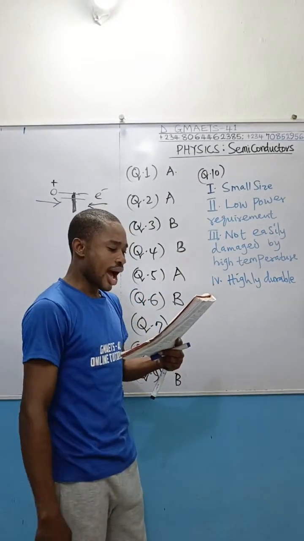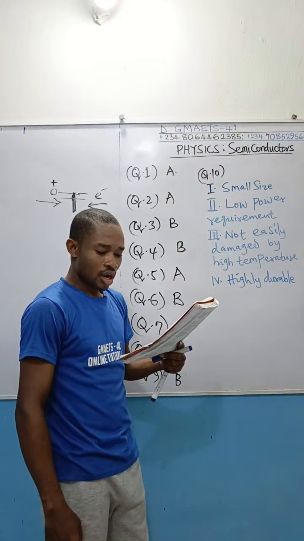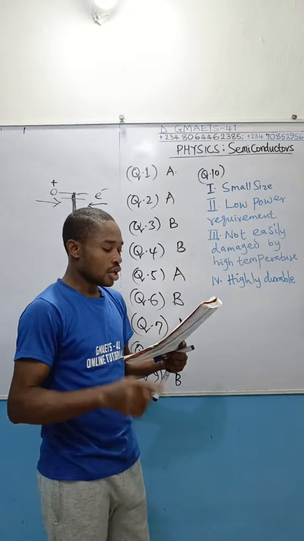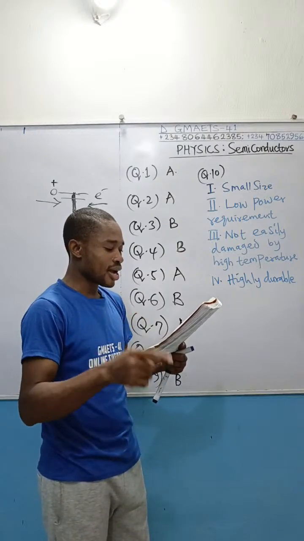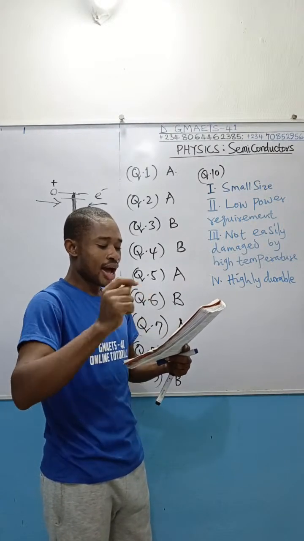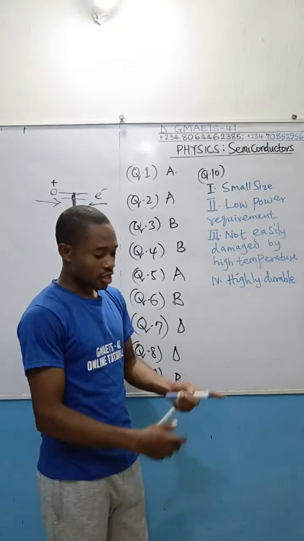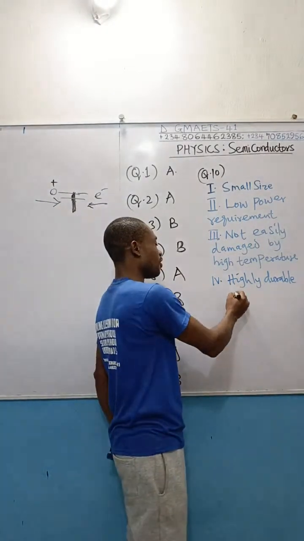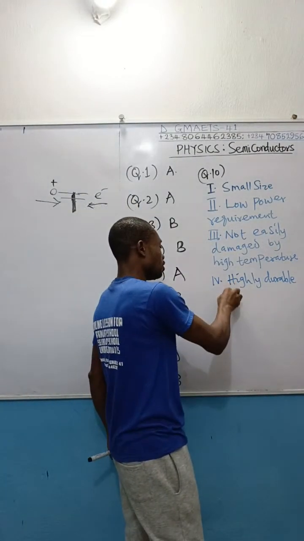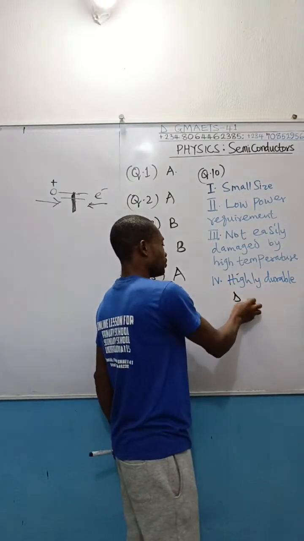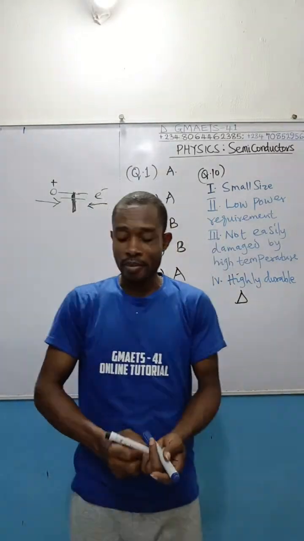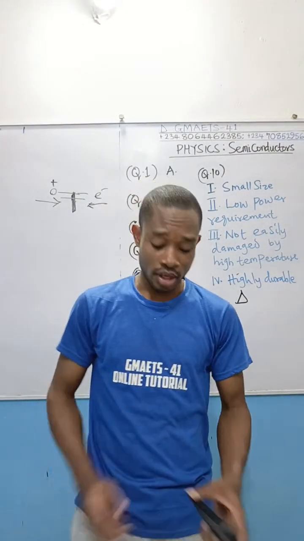Option A, I and II only. Option B, III and IV only. Option C, I and IV only. Option D, I, II, III and IV. Option D is the correct answer. With this kind of question, where they list parameters and want you to select which is correct, D is the correct option. All four parameters provided are advantages of semiconductors.